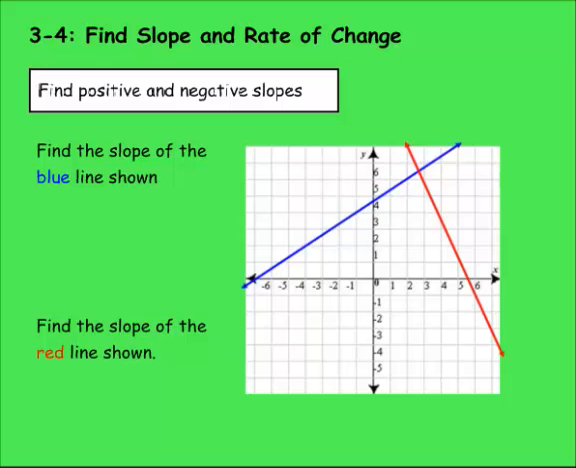Let's see if we can apply that to these ones now, finding positive and negative slopes. You can tell apart the positive and negative ones because the positive lines go up as you increase your value in x. So y goes up as x goes up. Negative ones, as you go up with x, the line goes down in y. So let's first find the slope of this positive one here.